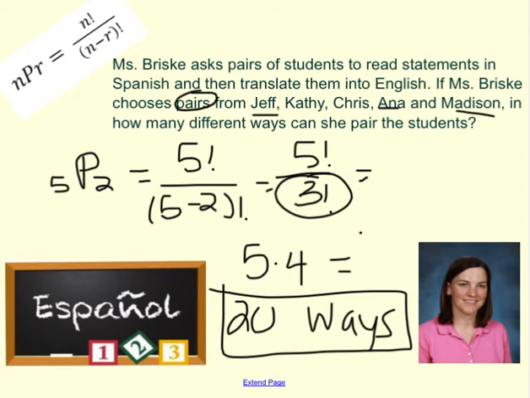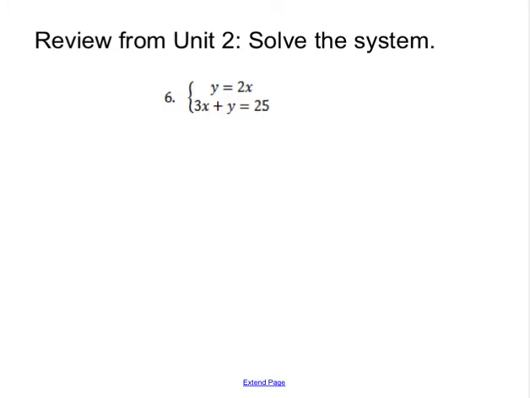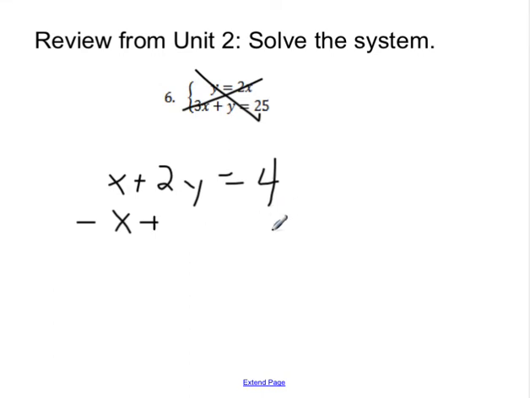Now let's quickly take a look at a review that you guys are going to be seeing on your practice today. Okay, so it looks like the one on here is a little bit different than on your note sheet. So let's do the one on your note sheet. So we have x plus 2y is equal to 4. And I notice on there you don't have the equals to 4, so add equals to 4. Then negative x plus y is equal to 2.